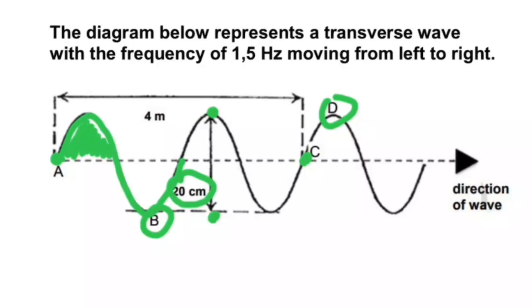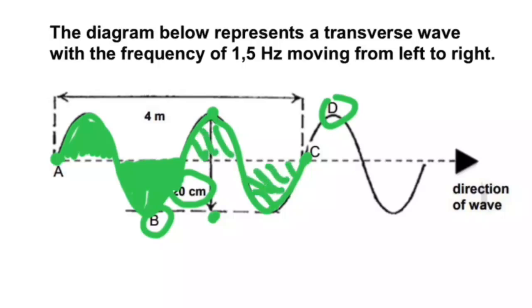This is half a circle. This is another half. So 2 halves gives you a whole, and a wave is a complete cycle. So there we go. We have 1 wavelength. And then if we keep going from this point up to C, we have another wavelength. We have a complete circle. So that 4 meters is representing 2 wavelengths.